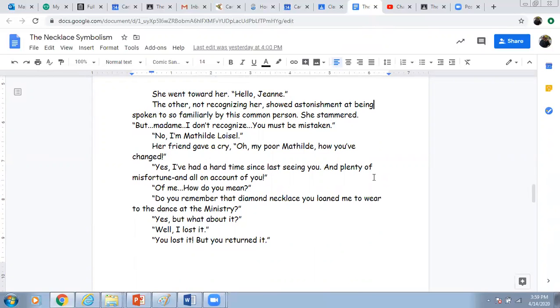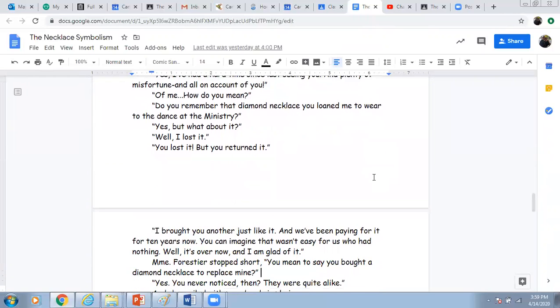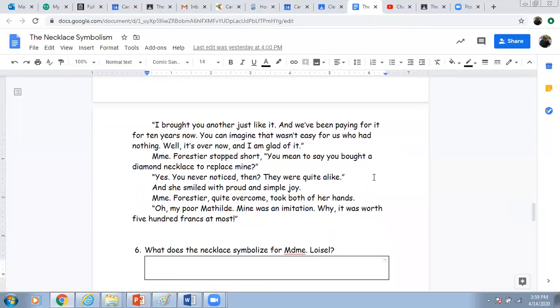"Well, I lost it." "You lost it, but you returned it." "I bought you another just like it, and we've been paying for it for 10 years now. You can imagine that wasn't easy for us who had nothing. Well, it's over now, and I'm glad of it." Madame Forcier stopped short. "You mean to say you bought a diamond necklace to replace mine?" "Yes, you never noticed them. They were quite alike." And she smiled with proud and simple joy. Mademoiselle Forcier, quite overcome, took both of her hands. "Oh, my poor Matilda, mine is an imitation. Why, it was worth 500 francs at most."